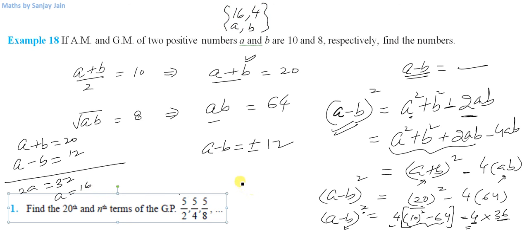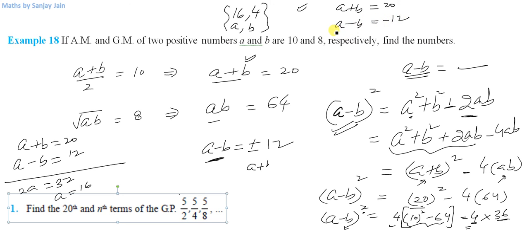Another case will be when a minus b is minus 12. So a plus b is equal to 20. Let me change the color. I think I won't be able to change the color right now, but I hope I will write it here. I hope you have got the idea. You can do it yourself also. a plus b is equal to 20, a minus b is equal to minus 12.